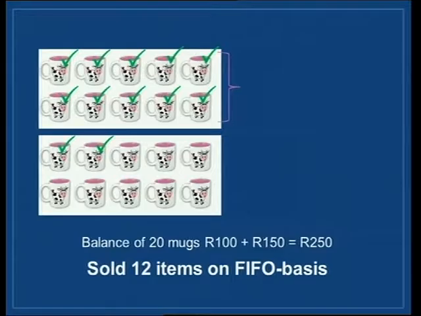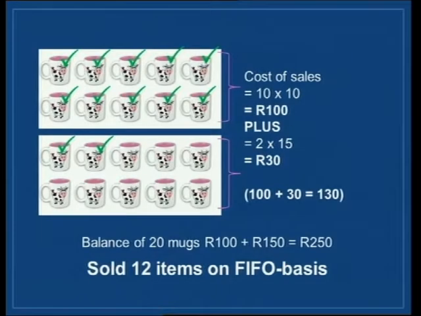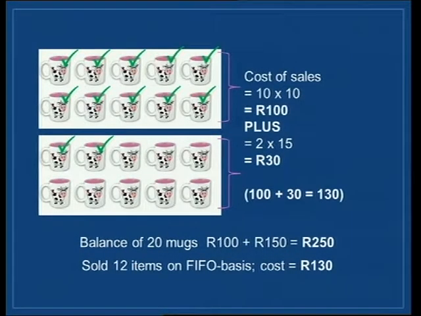So let's now say we need to calculate the cost of sales. We're using the perpetual system. We want to calculate the cost of sales. Then we're going to say the cost of sales is the 10 mugs costing 10 rand each, plus two of the mugs costing 15 rand each. So in total, 100 plus 30 gives me 130 rand. That's the cost price of the mugs that I've sold.